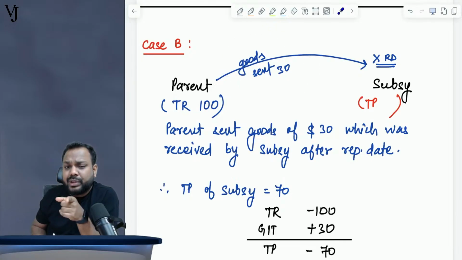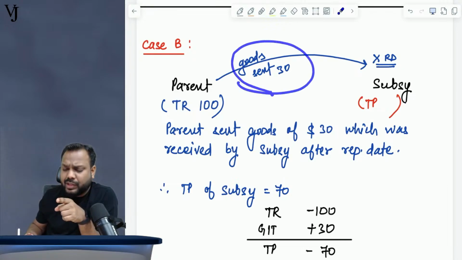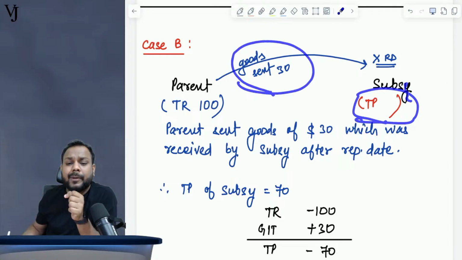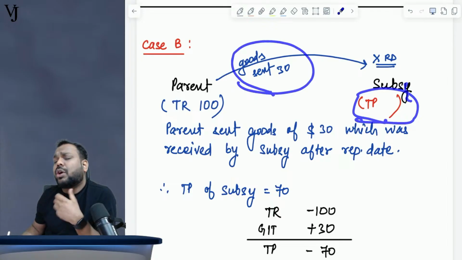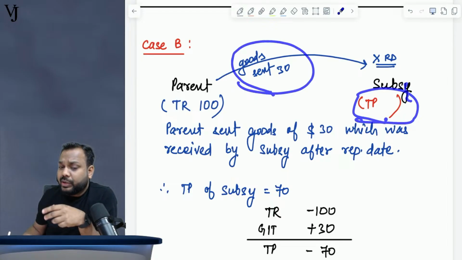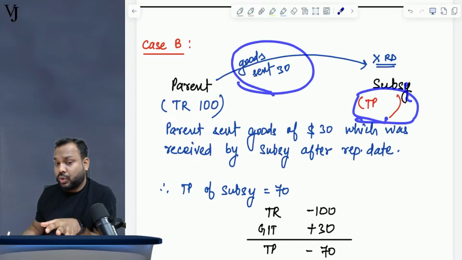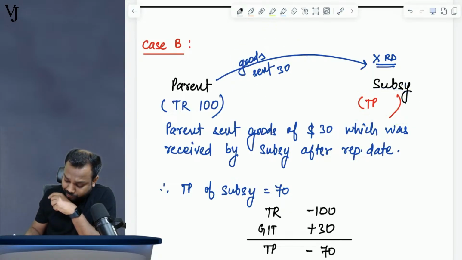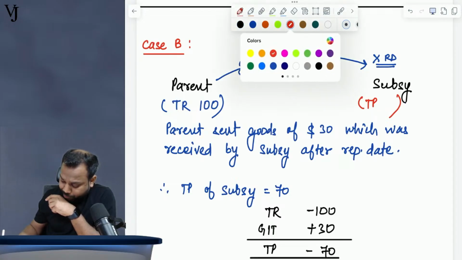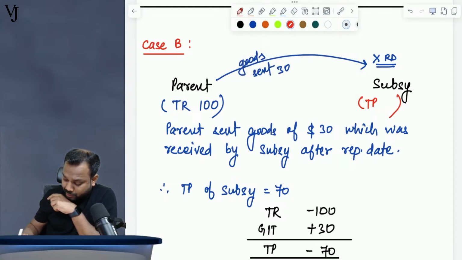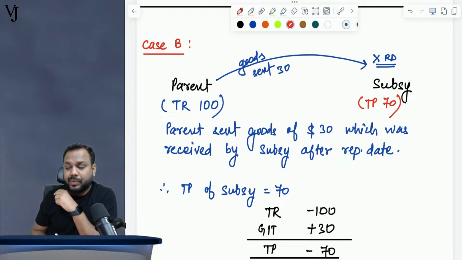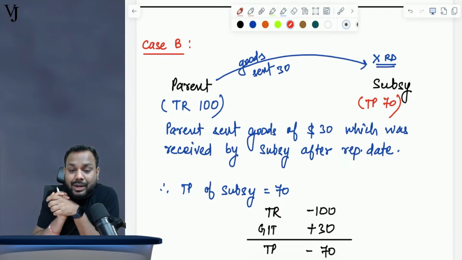Now tell me, if subsidiary has not received these goods by the reporting date, will subsidiary record a trade payable for the same? No. So here the trade payable of subsidiary will be how much? 100 minus 30, that is 70. Now, how will you do the contra adjustment?